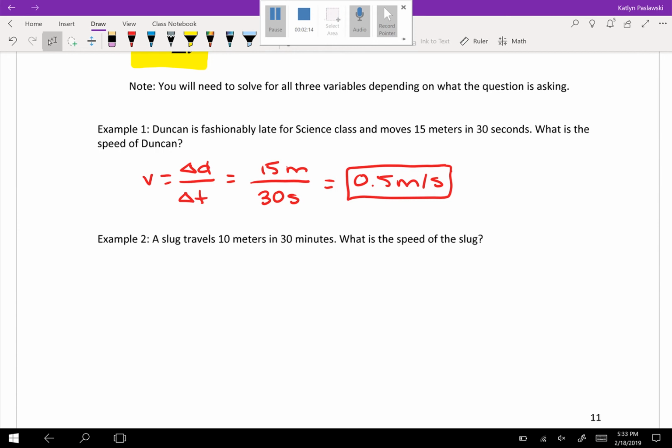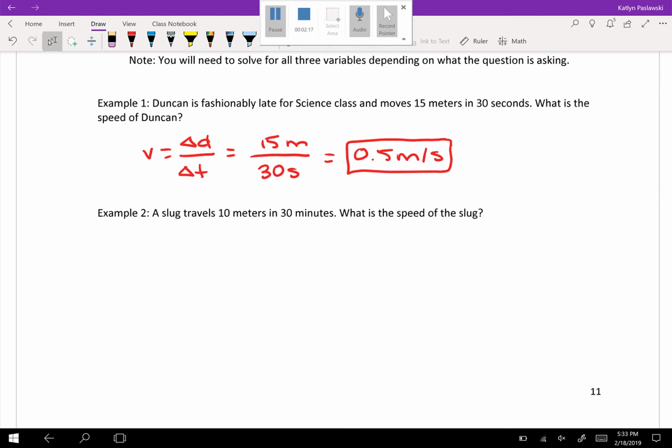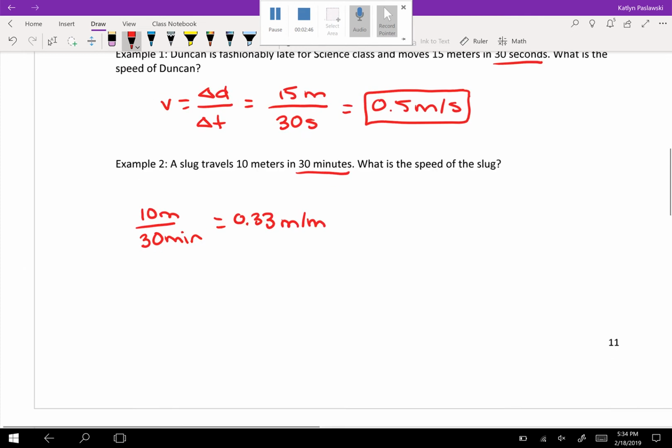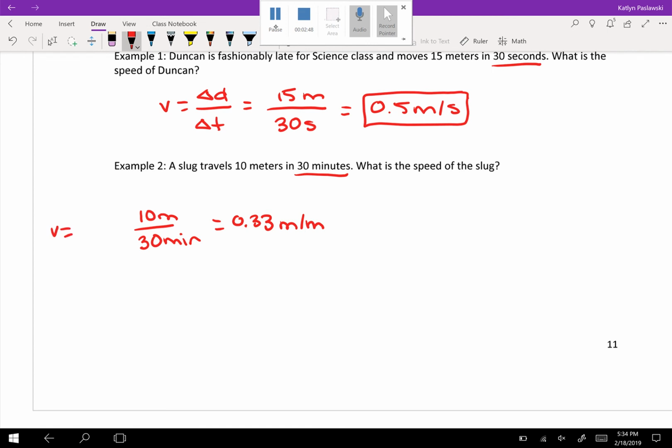Here we have an example of a slug. It moved 10 meters in 30 minutes. What is the speed of the slug? Now notice in this example, it has minutes compared to seconds. So we could solve for it 2 ways. We could have 10 meters divided by 30 minutes will give us 0.33 meters per minute. The question doesn't tell us specifically how it wants the answer, and therefore we could also use a second way.